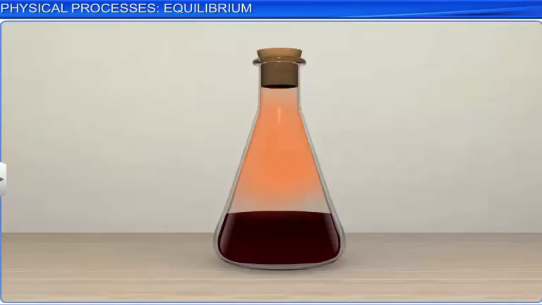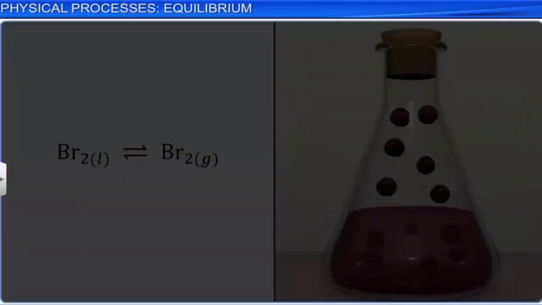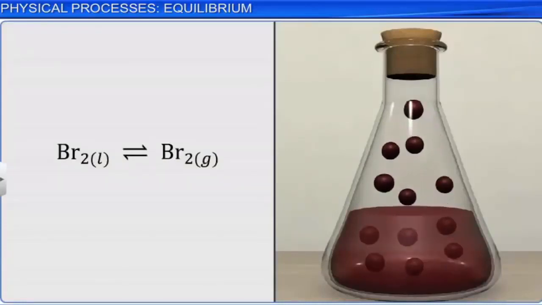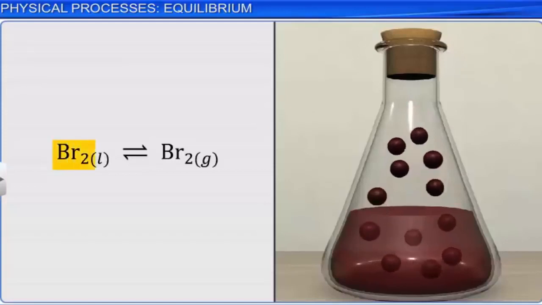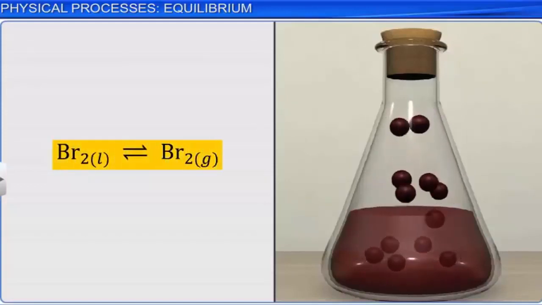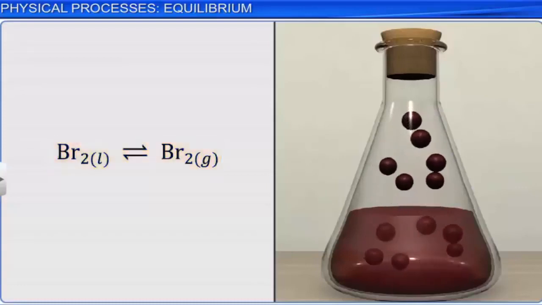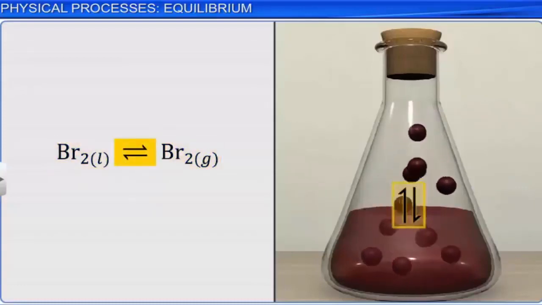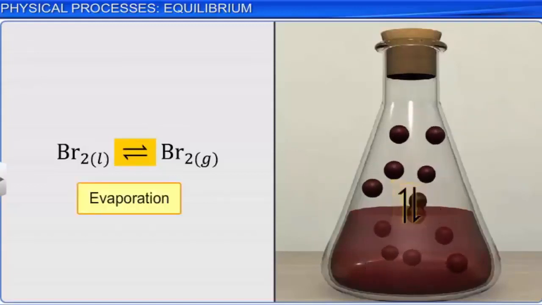The equilibrium of liquid bromine with its vapor may be represented as Br2 (liquid) ⇌ Br2 (gas). The pair of half-headed arrows indicates that the two processes, evaporation and condensation, are occurring simultaneously.